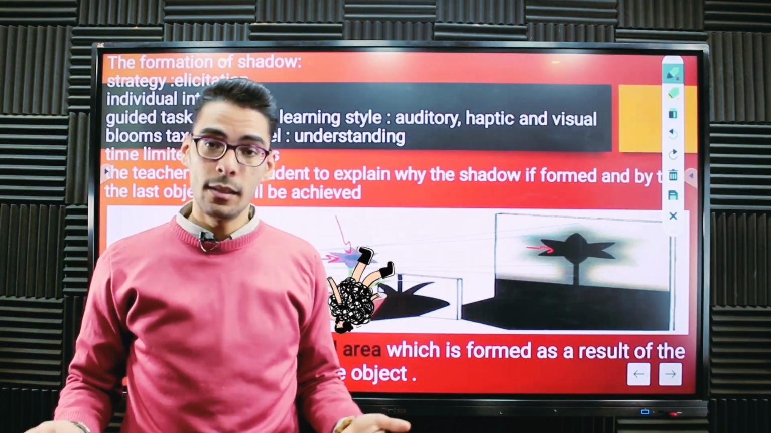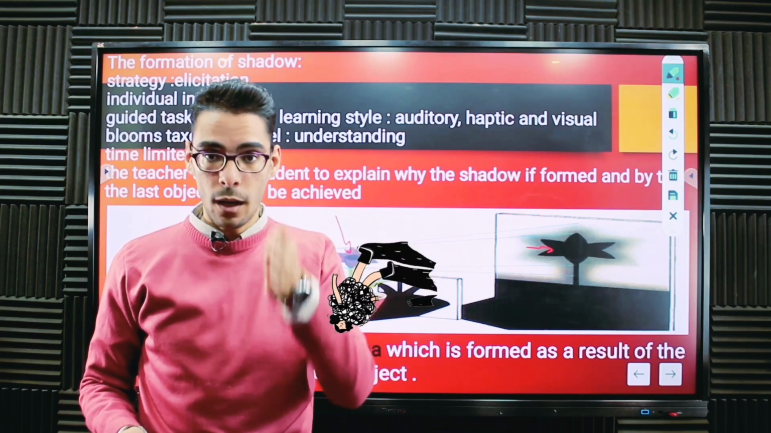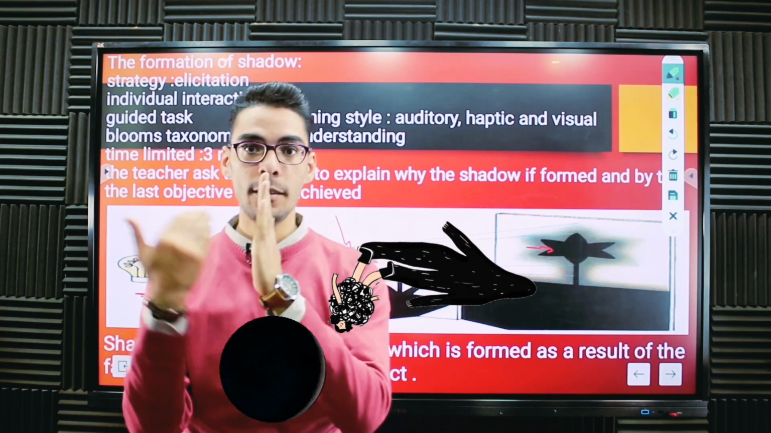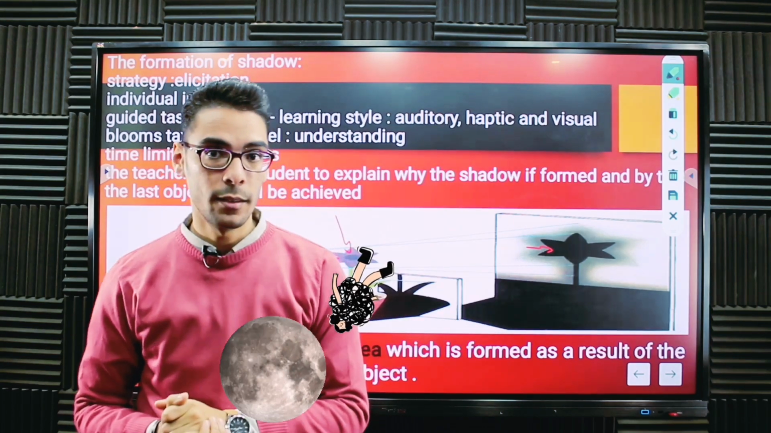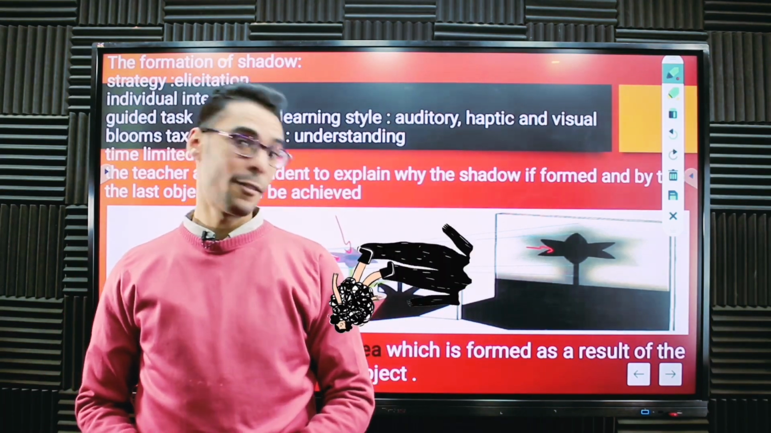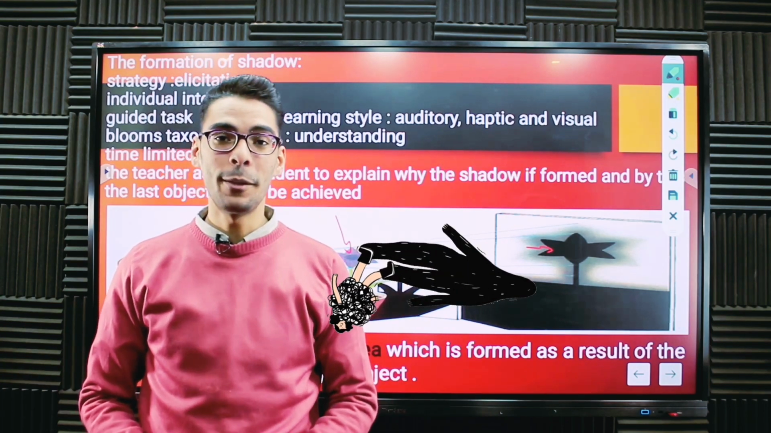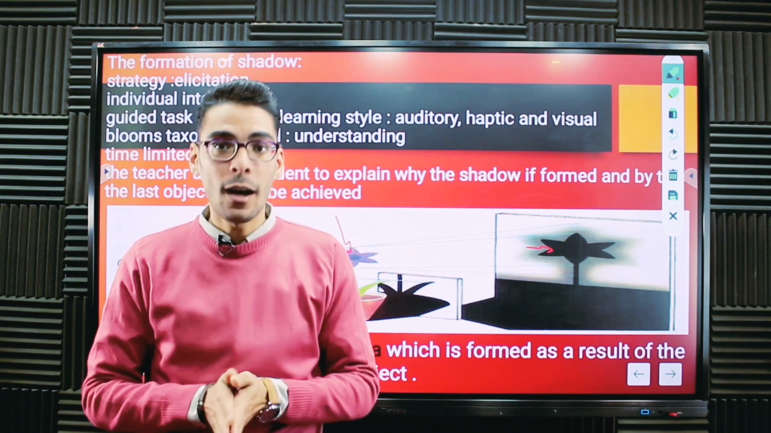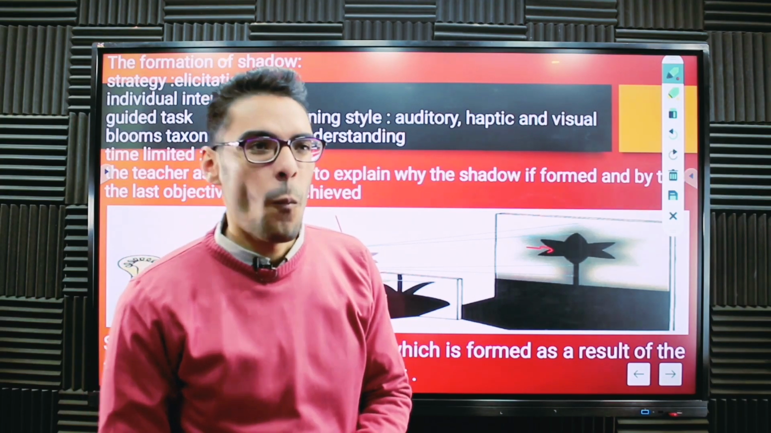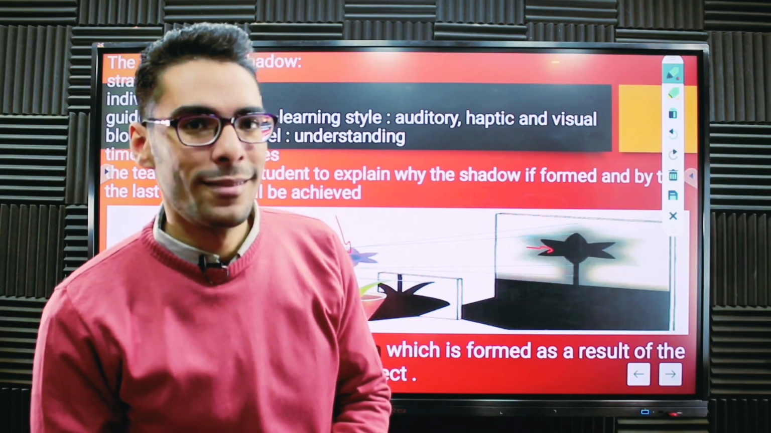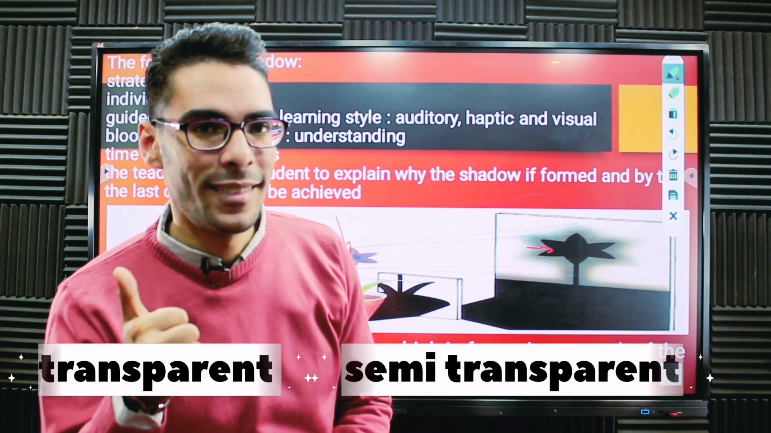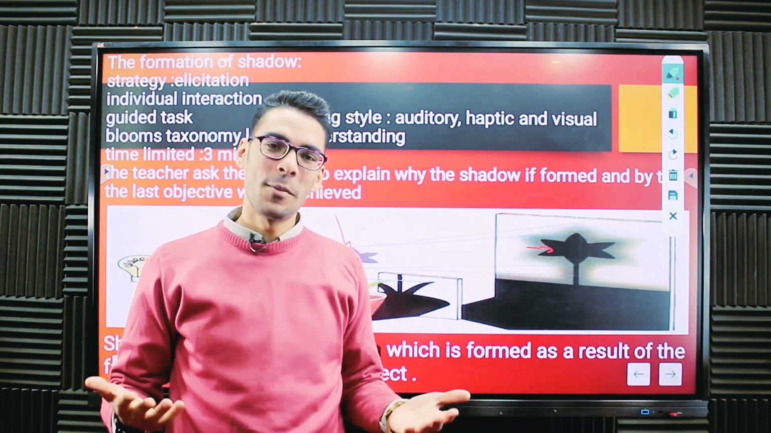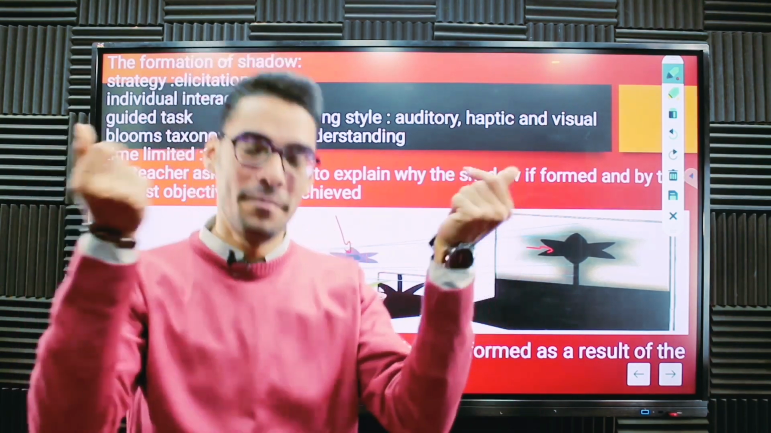Why exactly is it formed? Because one of the objects, especially the opaque objects, blocked the light rays from passing to the other side. And here is the meaning of shadow: a darkened area formed due to the light traveling in a straight line when it faces an opaque object. So what are the rest of the objects? Transparent, semi-transparent, you are right. This is why we are going to study them.